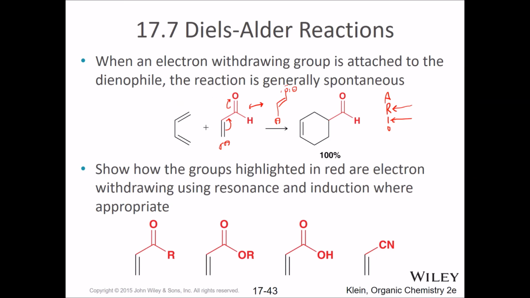All right, so show how the groups in red are electron withdrawing using resonance and induction where appropriate. Do what I did up here, do it with all four of those structures there. Okay, so that's good. If you get an electron withdrawing group on the dienophile, you're going to get an appreciable reaction.